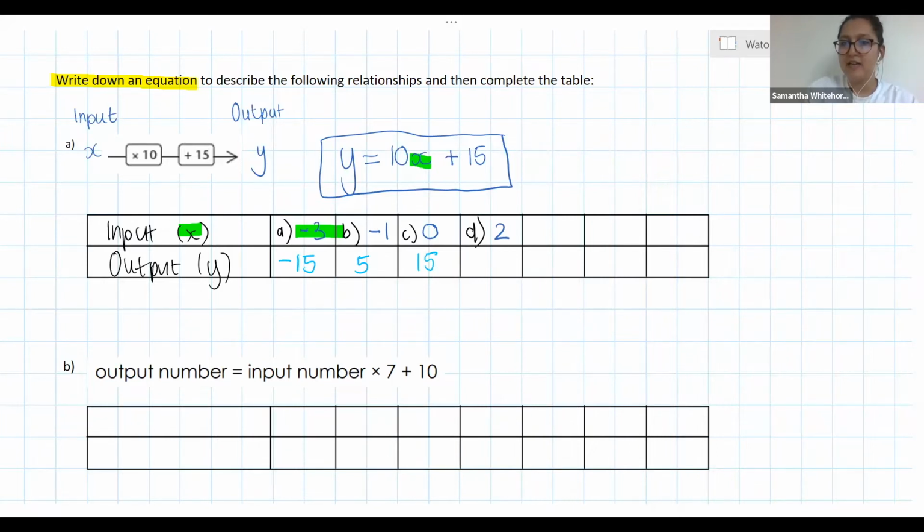Okay. So many hands. Theo, what is the last one? What is our output when our input's 2? 35, ma'am. How did you get that? I said 10 times 2 and it's 20, and I plus it by 15 and I got 35. Excellent. 10 times 2 is 20, plus 15 is 35. Right, guys, very nicely done.